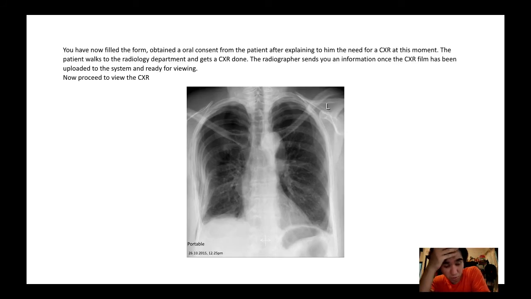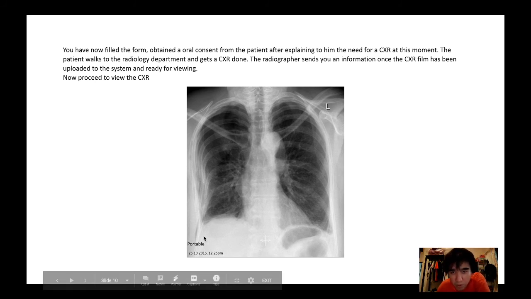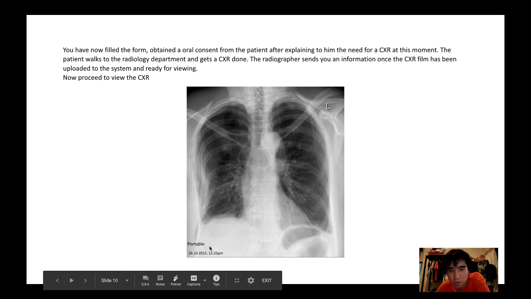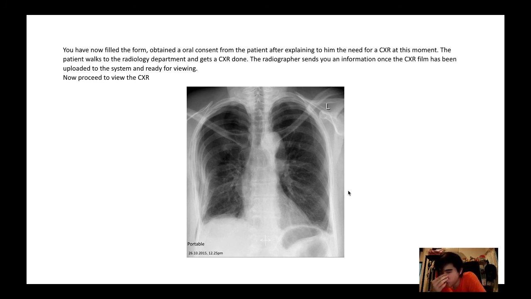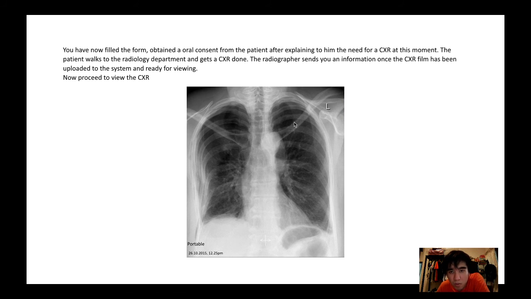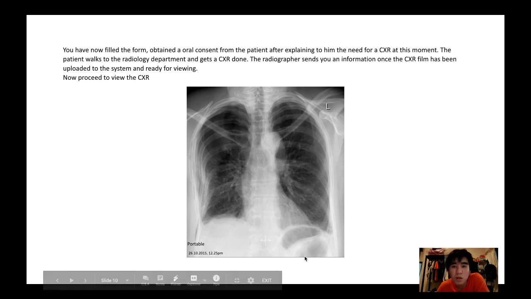Okay, but on the chest x-ray you can see obviously there are some fractures here. So let's look at it systematically, identify whether it's the correct patient, date and time, type of x-ray. This is a portable, so probably an AP. Then look for the quality of the x-ray. Rotation, not rotated, inspiration adequate, right? 1 2 3 4 5 6. Yeah, inspiration adequate, penetration is good, exposure is good.